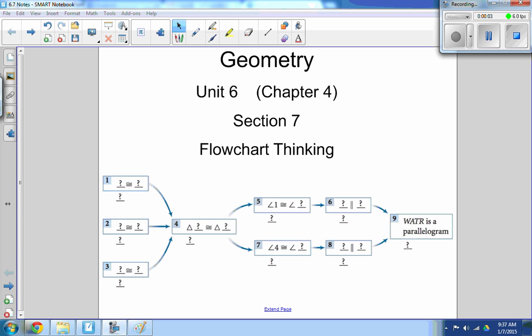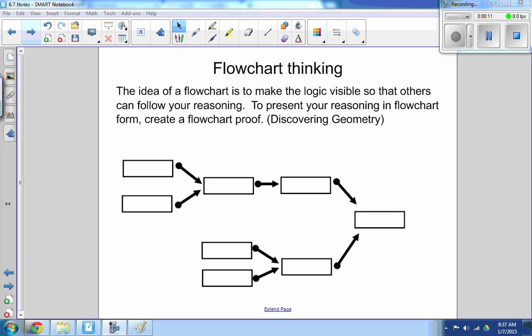Geometry, Unit 6, which is Chapter 4 from the book, Section 7, Flowchart Thinking. Flowchart thinking, the idea of a flowchart is to make the logic visible so that others can follow your reasoning. To present your reasoning in a flowchart, create a flowchart proof.